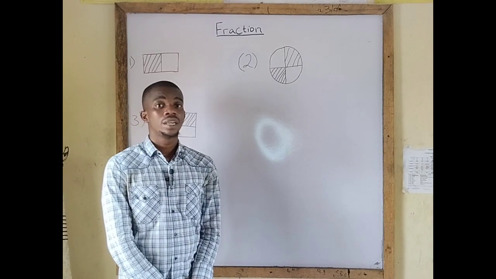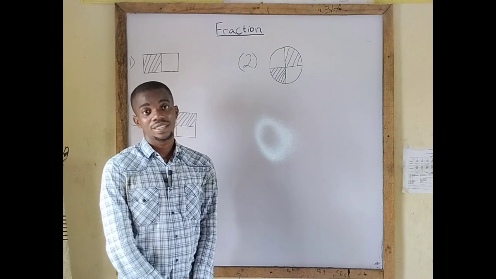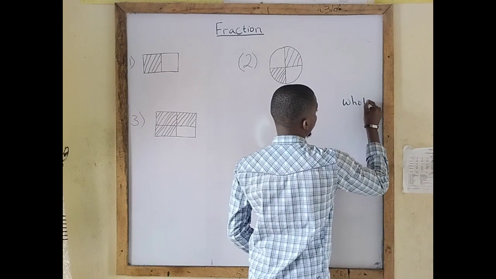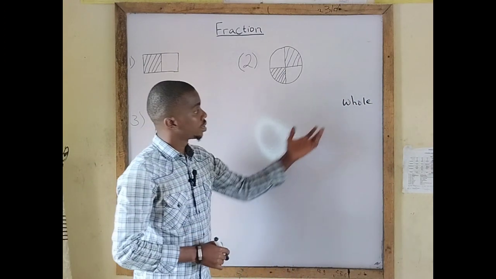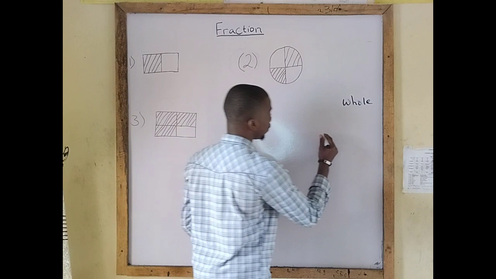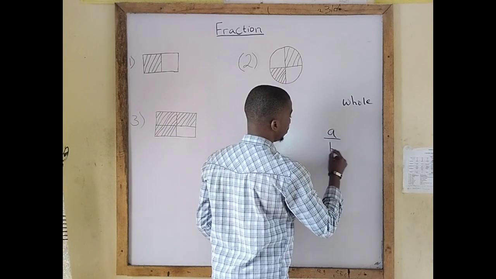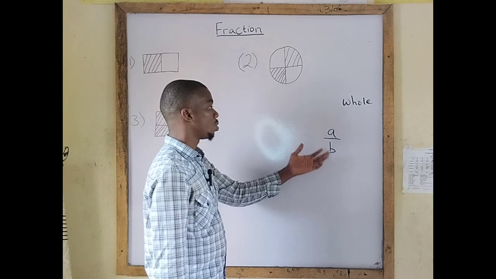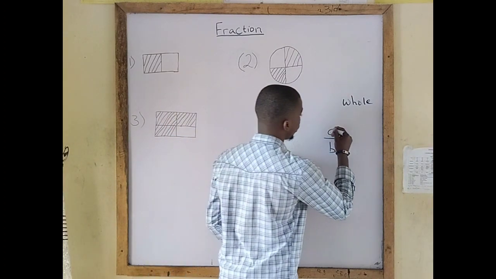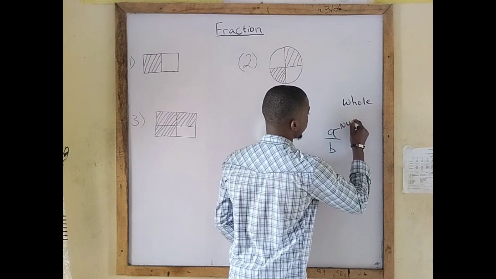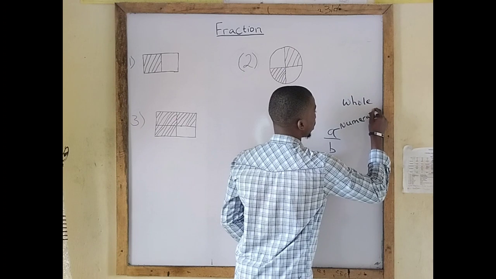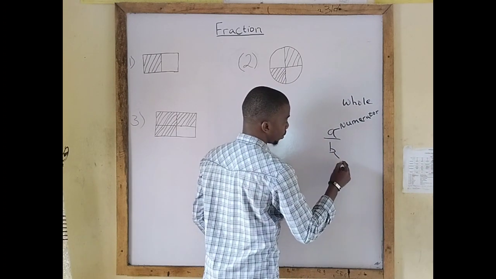Fraction can be defined as part of a whole or some parts of a whole. Whole, W-H-O-L-E, part of a whole or some parts of a whole. And a fraction has the general form A all over B. Any mathematical expression you see in this form is a fraction, where A is the numerator and B is the denominator.